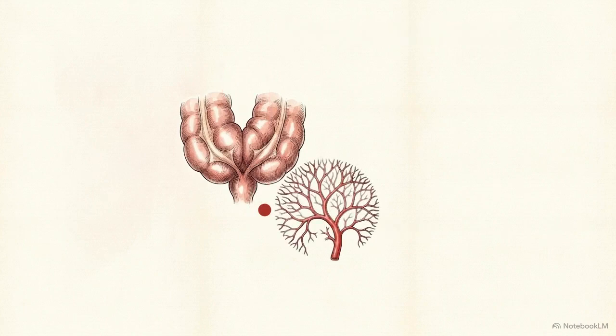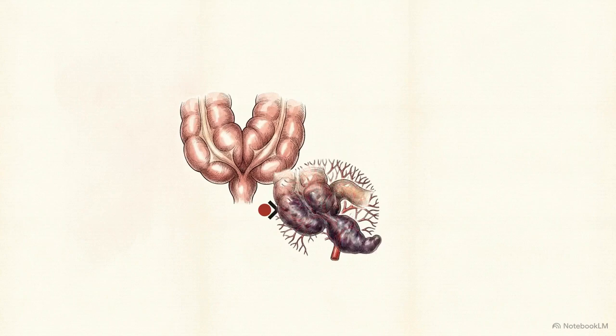From this base, the organ relies on the appendicular artery. This is a strict end artery. It lacks any collateral circulation. If this single vessel is compromised, the tissue it supplies has no alternative blood source.